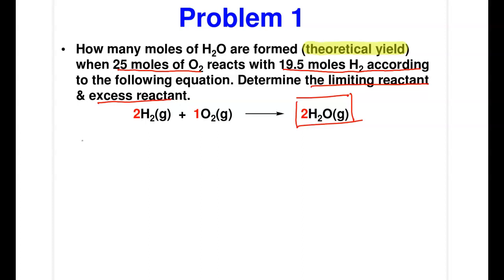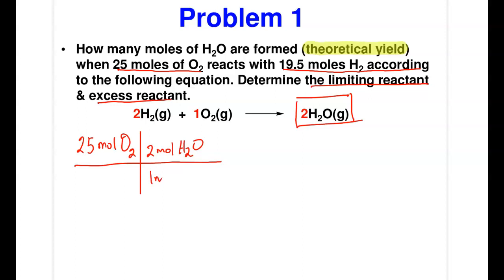So I'm going to start with 25 moles of oxygen. What's the mole ratio between oxygen and water? You have 2 moles of water over 1 mole of oxygen. If you cancel the moles of oxygen, what do I have? I have 50 moles of water that can be generated from oxygen. What amount of water can be generated from hydrogen? That is what we're doing next.